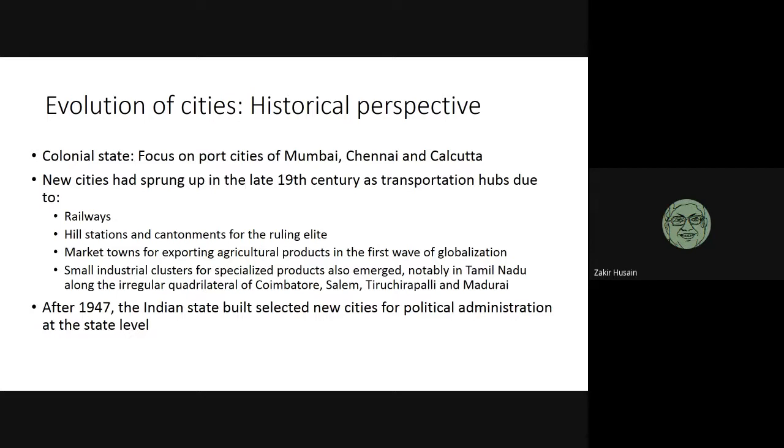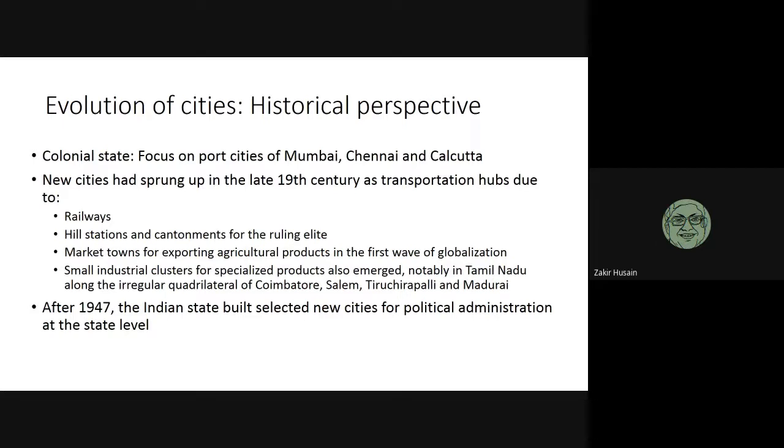Then, during the British rule, as India became more integrated with the world economy, market towns started developing. So India was basically exporting agricultural products. So there were market towns where the products were brought in and then exported. In South India, mainly in Tamil Nadu, in the Coimbatore, Salem, Tiruchirappalli, Madurai belt, you also had some small industrial clusters for specialized products. So it was in this way that cities started emerging in what was primarily a rural area.